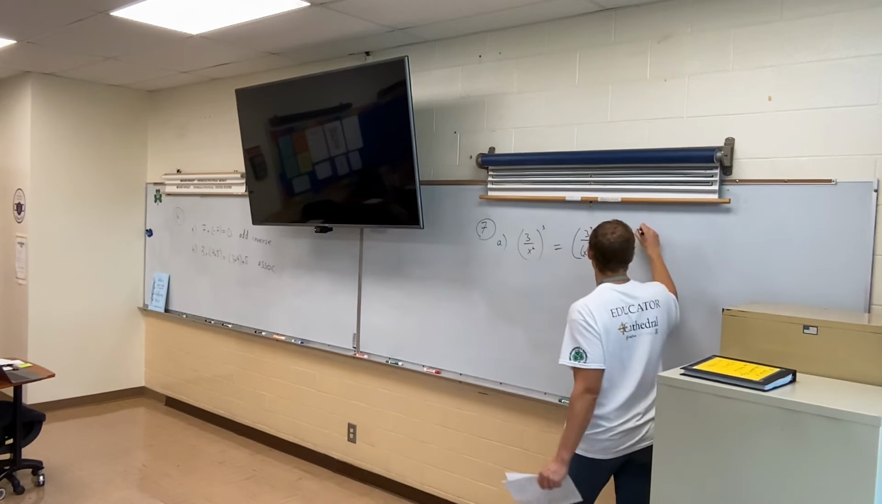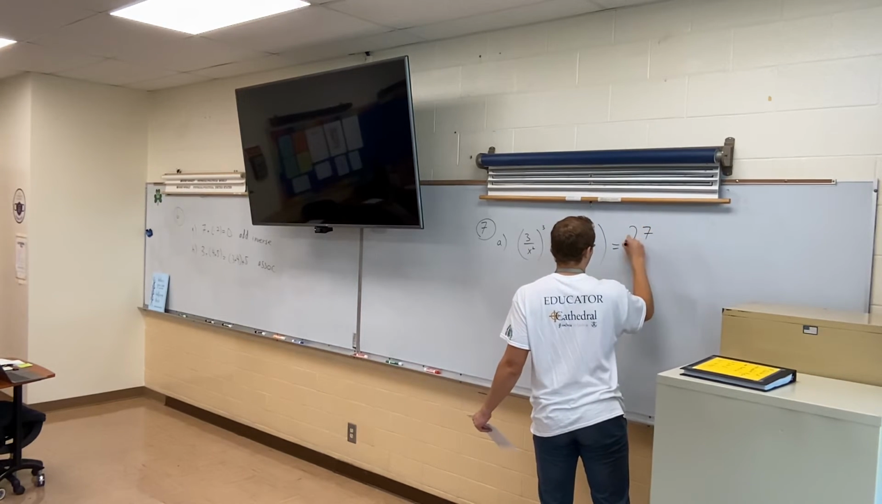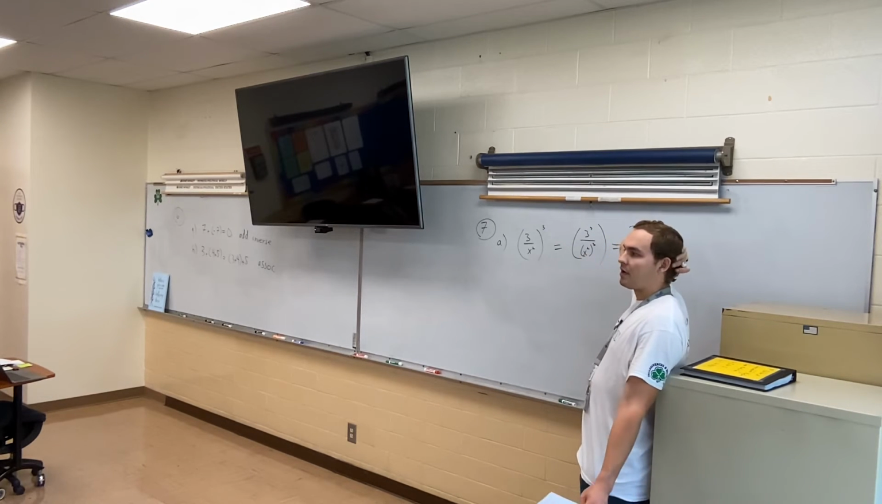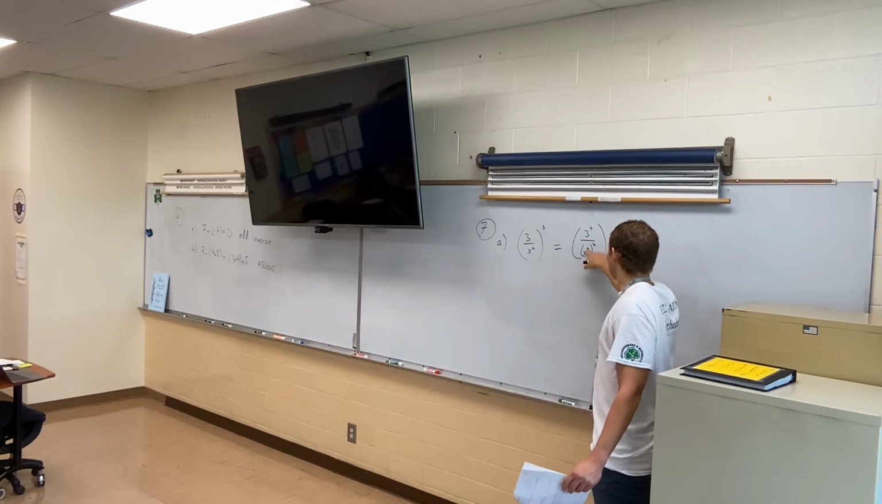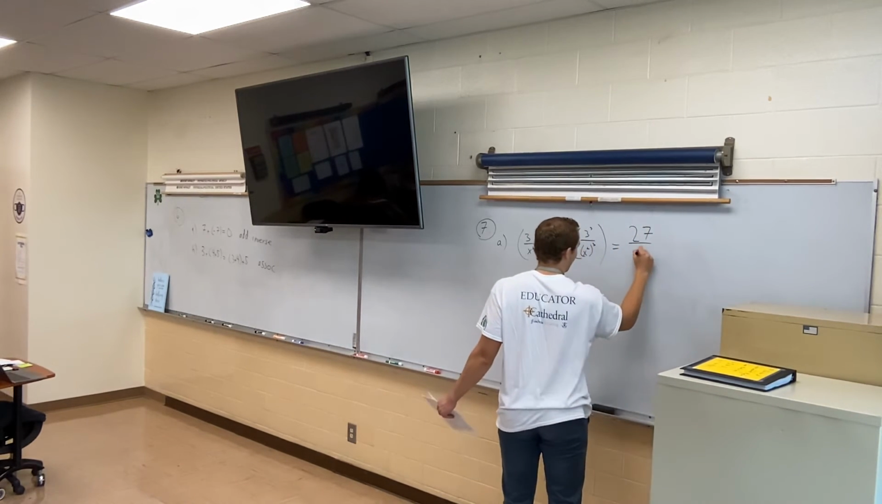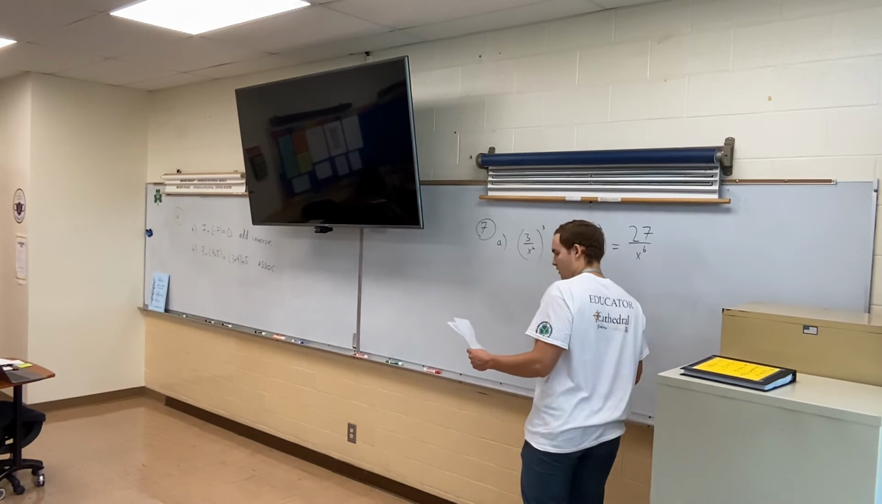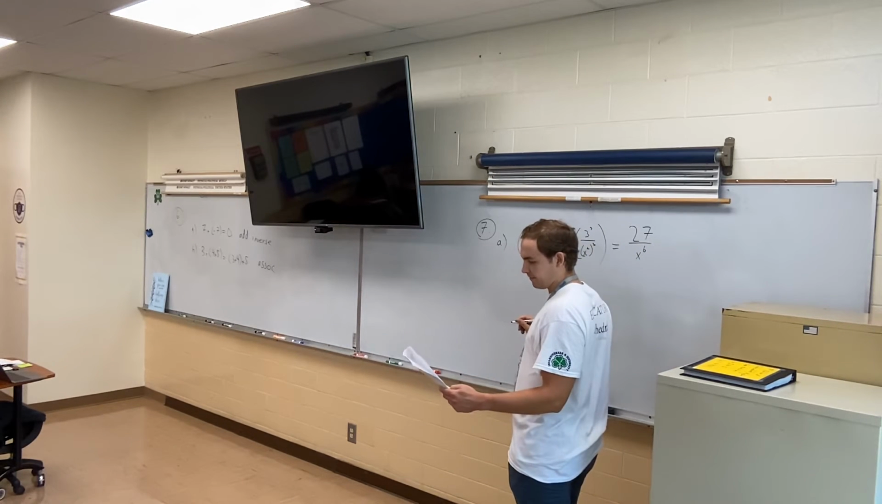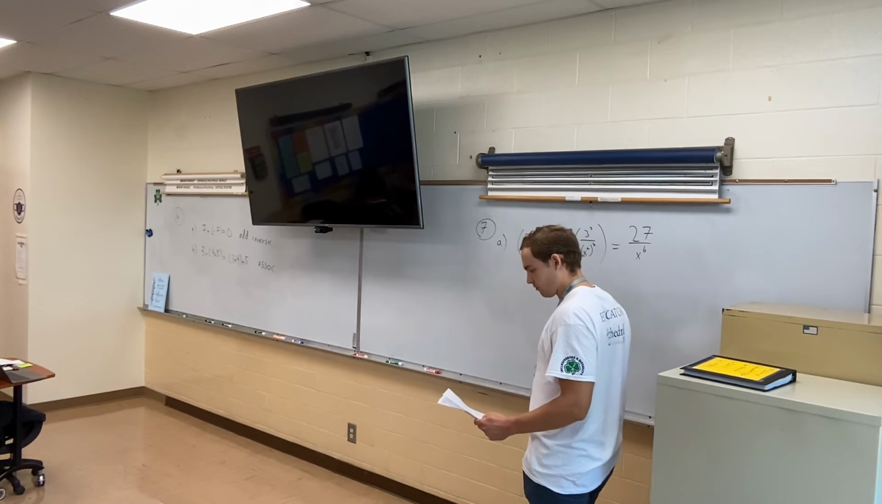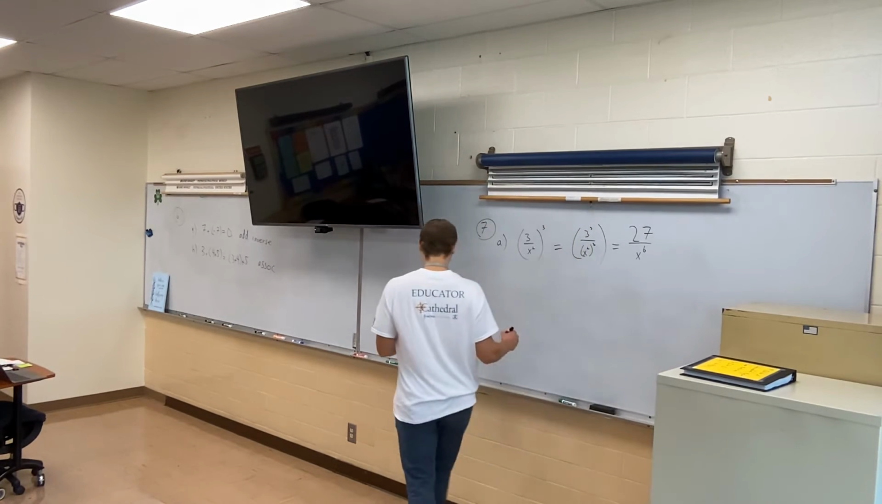Which becomes 27 over x squared cubed. What does that become? Yeah, so when I have two exponents, one in parentheses and one outside, I multiply them together. So we get 27 over x to the 6th. 27 over x to the 6th.